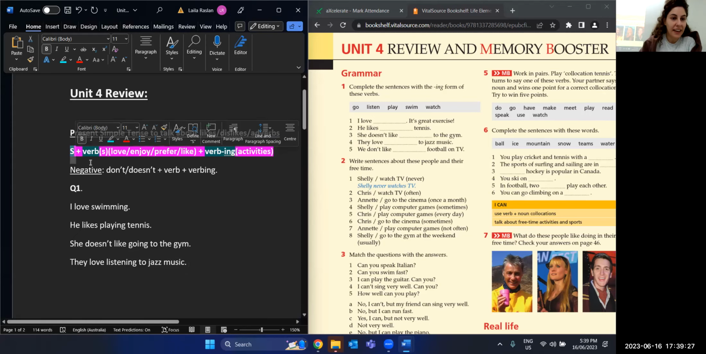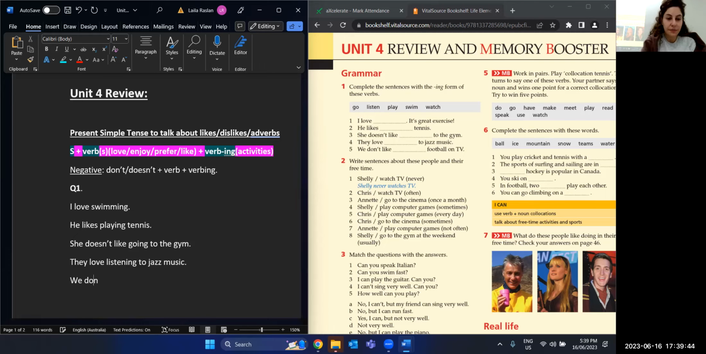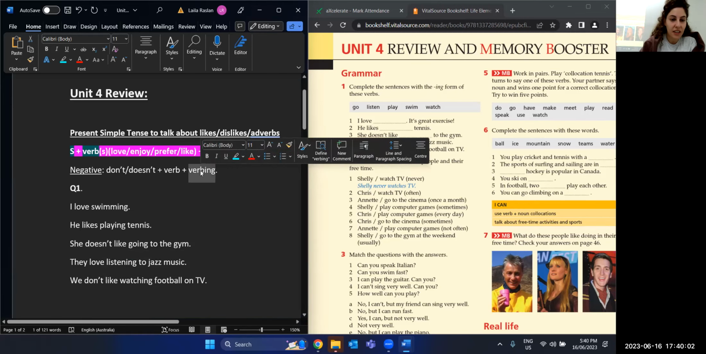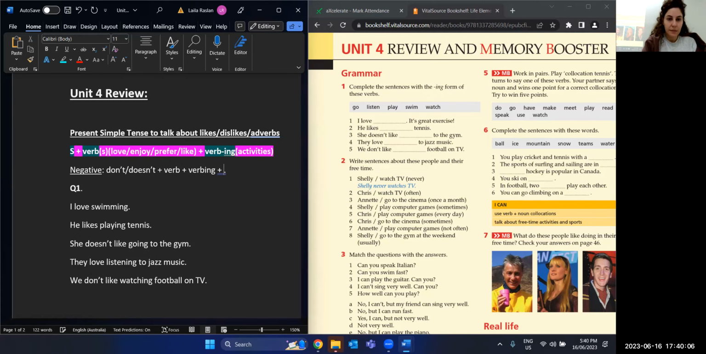So same thing, the subject, they, we picked one of these verbs, love listening to jazz. Good. So the last one, we don't, negative, we don't like watching football on TV. Yeah, we don't. That's the negative. We don't like watching, and then the activity. So pretty simple to talk about what we like or what we don't like. Because the negative, we don't. I don't like. We don't like. She doesn't like.